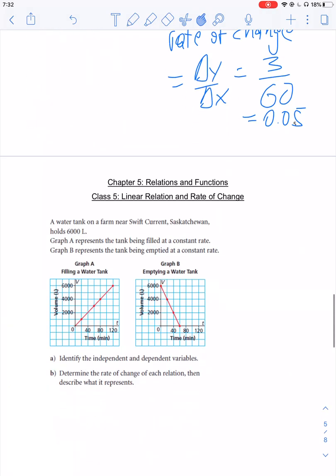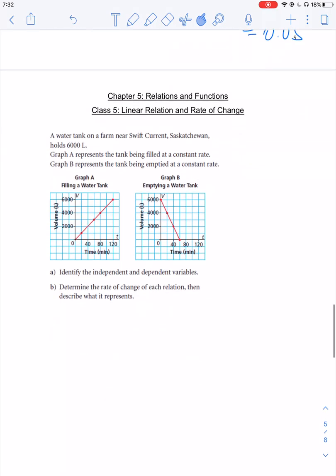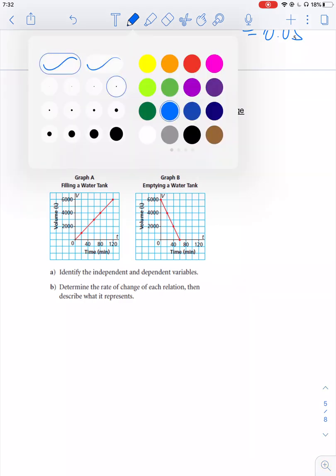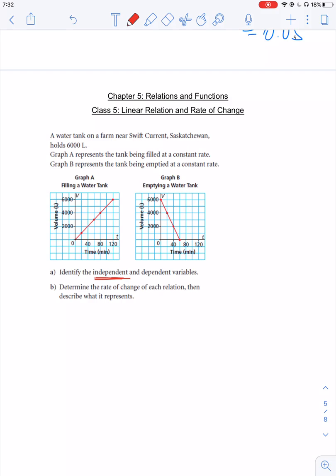Now we have just a couple more examples and then we're done. Okay, so identify the independent and dependent variable. Okay, so I'm just going to go with red for the independent. So the independent one is time, okay, and the dependent one, I'm not going to rewrite this. The dependent one is your y one, your y-axis, right? So I guess the label of your y-axis. So this is dependent, okay? So independent is time, dependent is volume.